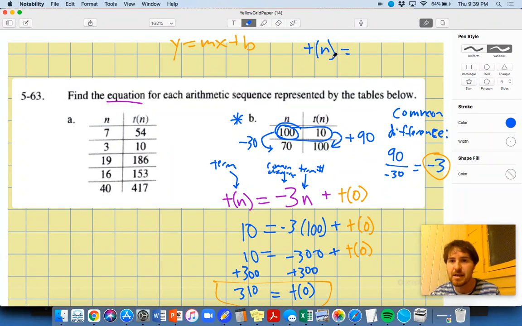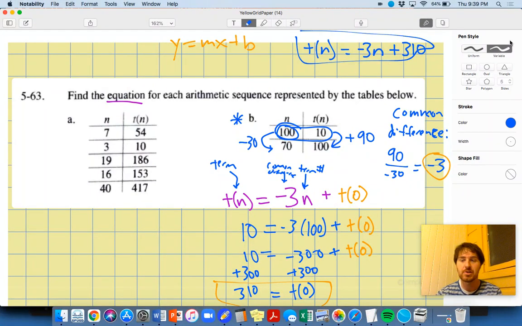So the term itself is determined by taking the common difference of -3, telling this function machine how many term numbers there are in the sequence we're looking for, and then simply adding 310 to that, and that would deliver us our answer.